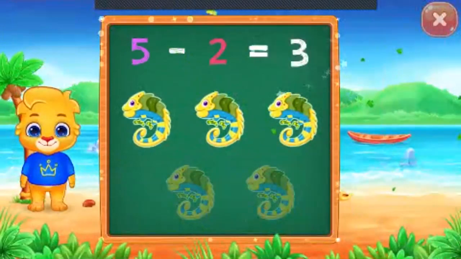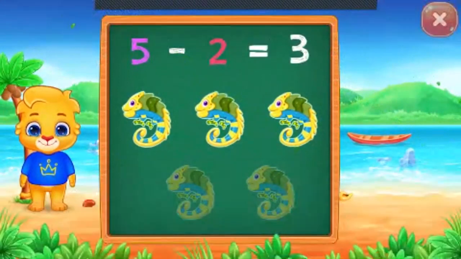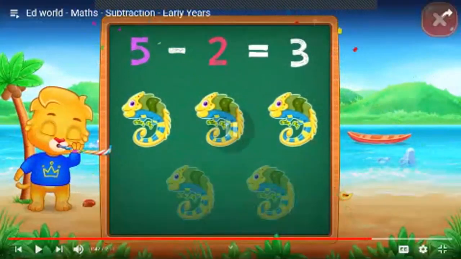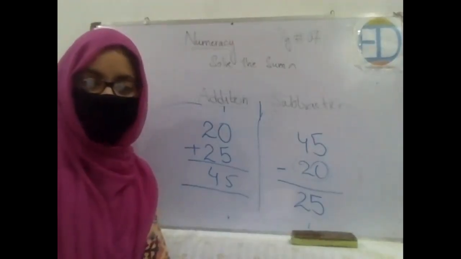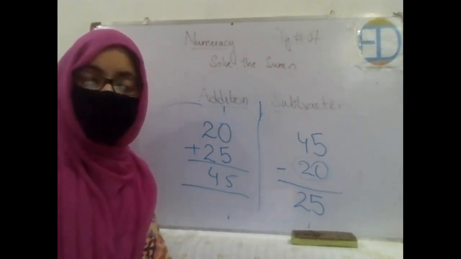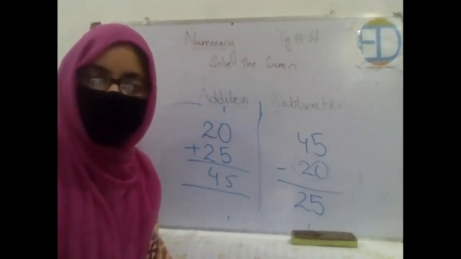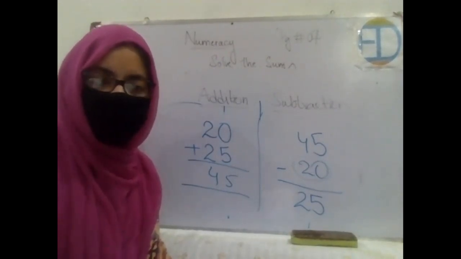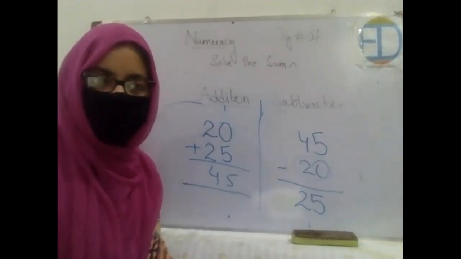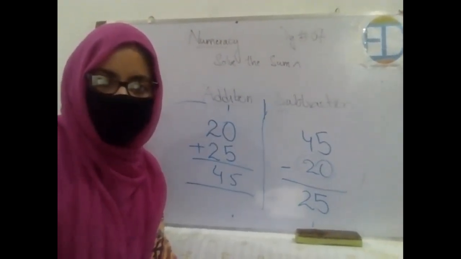Three. Woohoo! 5 minus 2 equals 3. Okay, class. So you have seen that what we do in subtraction, we subtract one number from the other to get the answer. And so basically, we are finding the difference between two things, right? Now let's watch the video related to addition as well, and then we will solve these sums in your book, okay? So I'm going to share the screen again with you.